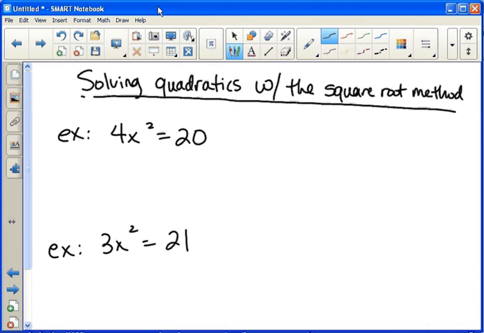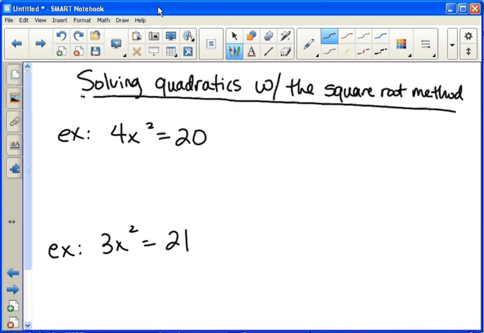One more method we need to know with solving quadratics is called the square root method. So, solving quadratics with the square root method. If you think back to our factoring lesson, there was almost always two different powers of x. There was always an x squared and an x to the first. Now if you look at this first example here, there's just one power of x. There's just an x squared. There's not another x floating around somewhere.